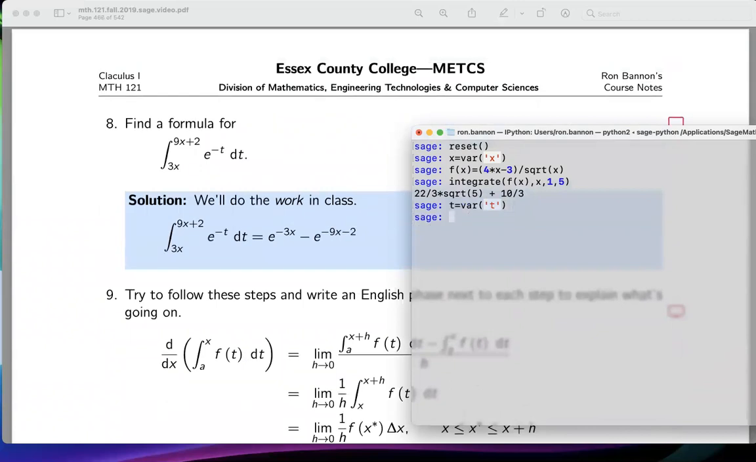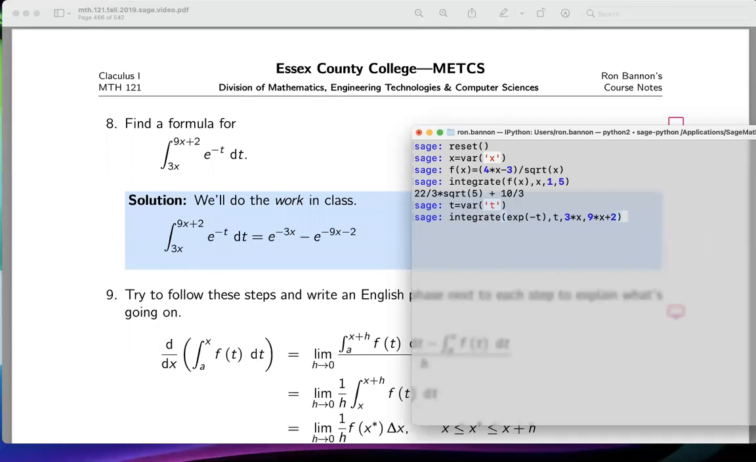I'm going to write this integration down. Integrate. Again, I'd use that tab again. Integrate what? exp, that's the exponential, to the minus t with respect to t. And what's my limit of integration? 3 star x. I must use that star, comma. The upper limit is 9 star x plus 2.